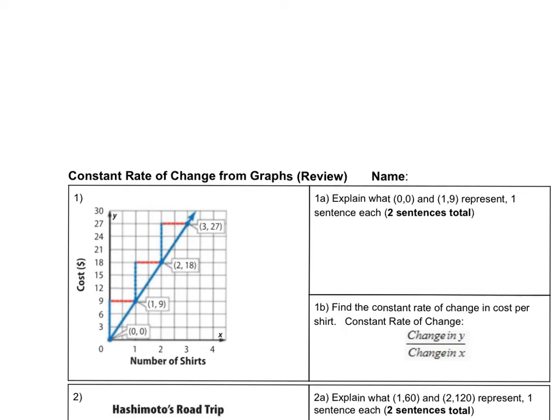Hi everyone, so in 1A they're asking us to explain what points mean, so we're just going to go back to the basics. When you have a set of points, the first value is x, the second value is y, because this is called an ordered pair, and in ABC order, x comes before y.